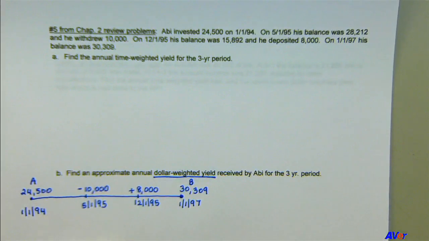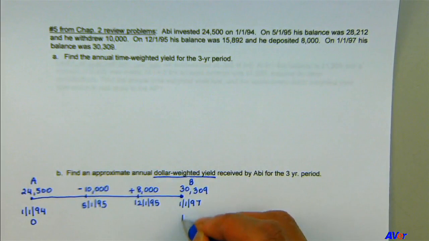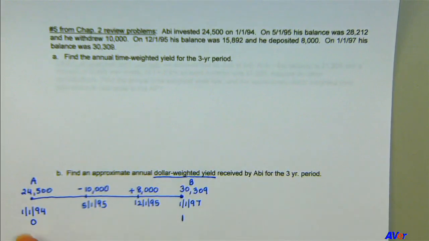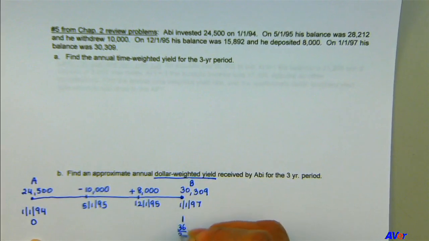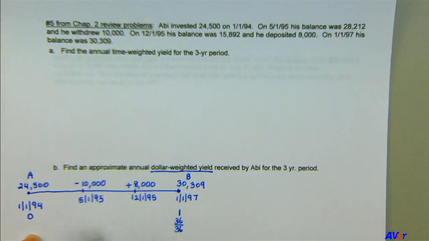So I have to rescale. Let's call this one time 0. And this is time 1. So time 1 is exactly 36 months later, right? So let's call this 36 over 36. And this one is 16 over 36. And this one is 23 over 36, because 1/1/96 would have been 24 out of 36. This is 1 month prior.